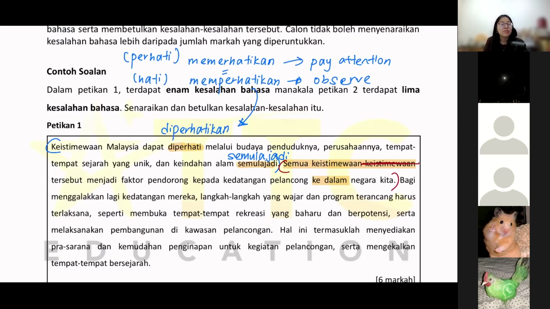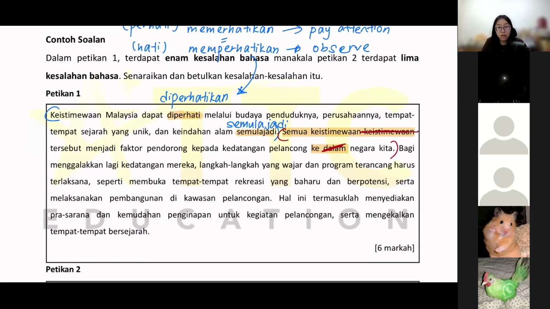Wait. No. Okay, di and ke actually are different. Di is like you are already at the physical place. But now you are attracting people to come to our country, so they are not already at the place. So I need to use ke. Yes, correct. I need to use ke only. Ke negara kita. Okay, now next one. In this sentence, we have satu kesalahan.